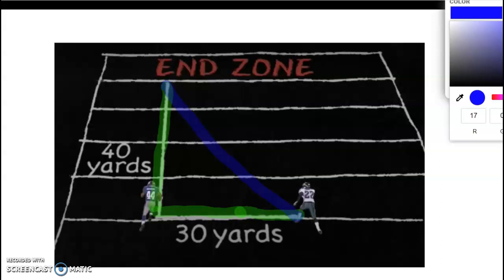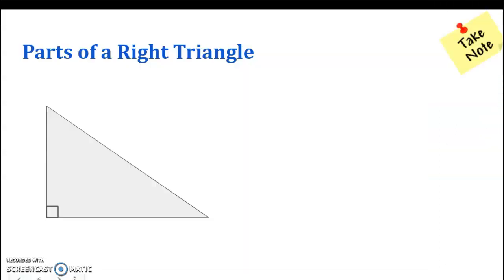And how do I calculate that distance so that I can figure out how fast I need to be running? Well, that's where the Pythagorean theorem comes in. So you're taking notes here.